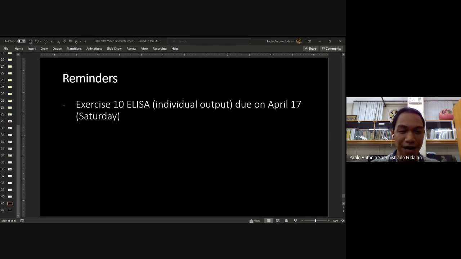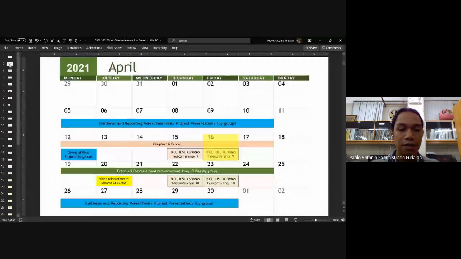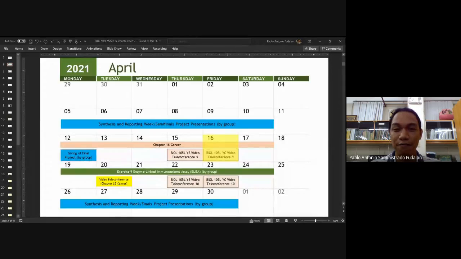So if we go back to our calendar, and if we finish talking about cancer next week, you have around 3 weeks, since the last week of April has nothing scheduled. You have around 3 weeks to work on your final project or final output. If we finish discussing chapter 16, cancer, next week, the finals will still be on the second week of May. Any other questions or concerns?